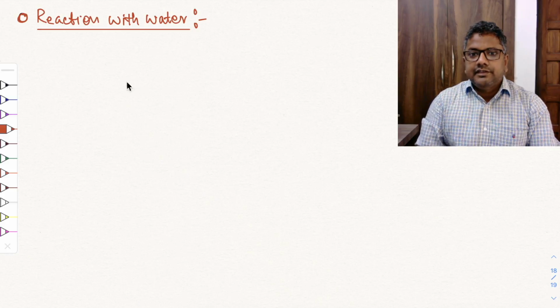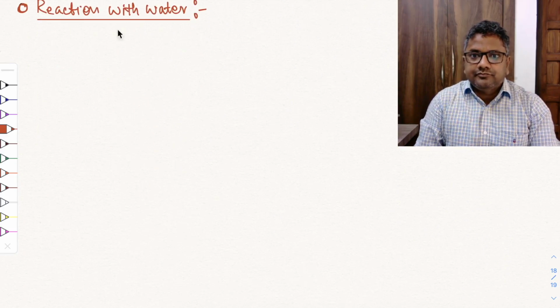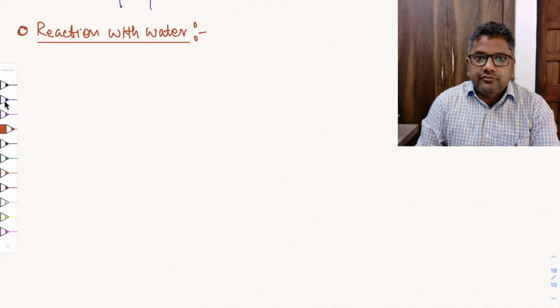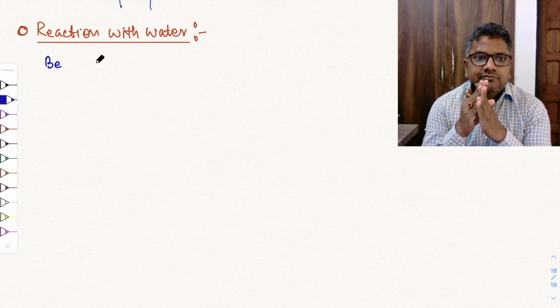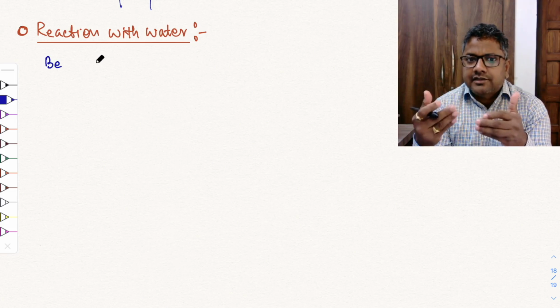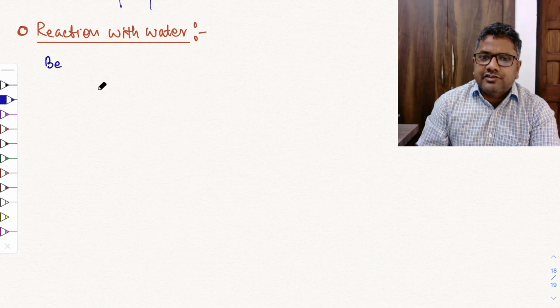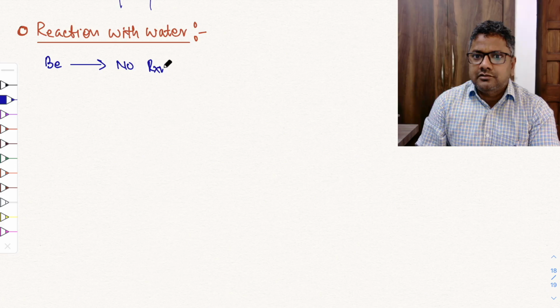In the last lecture, we discussed reaction with oxygen. Now, reaction with water. In the second group, we have beryllium. Beryllium will not react with water, even at high temperature. Generally, if it does not react with cold water, then we take water vapor. So beryllium is resistant to water even at high temperature. No reaction of beryllium with water even at high temperature.